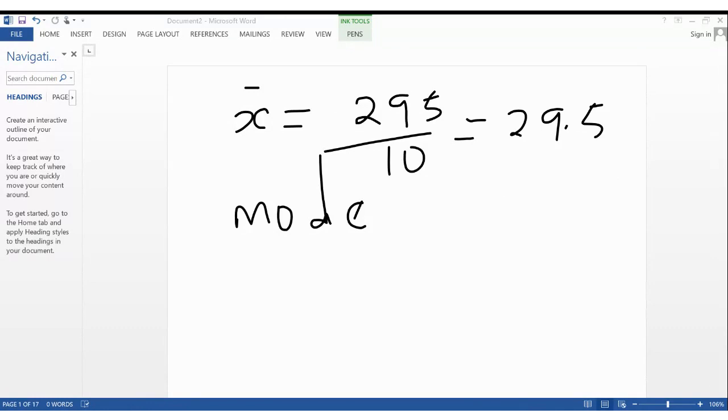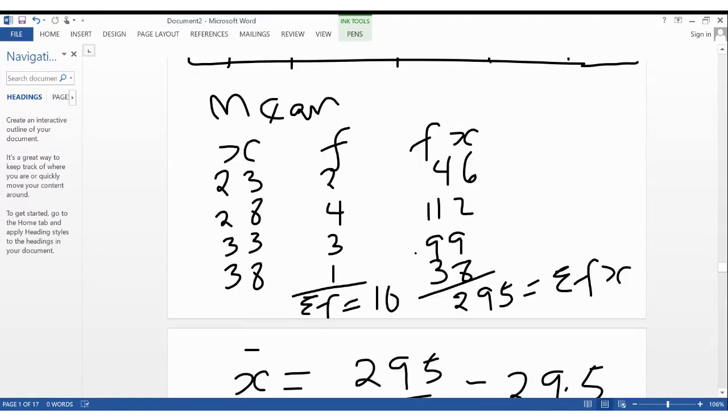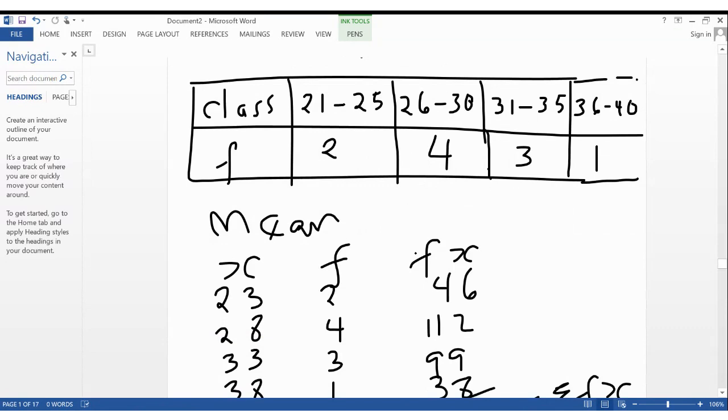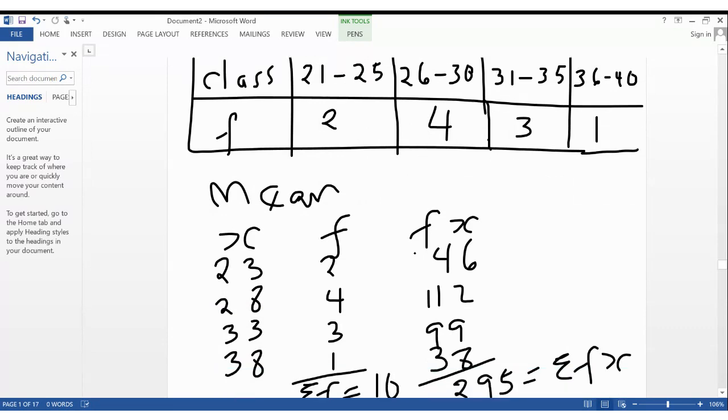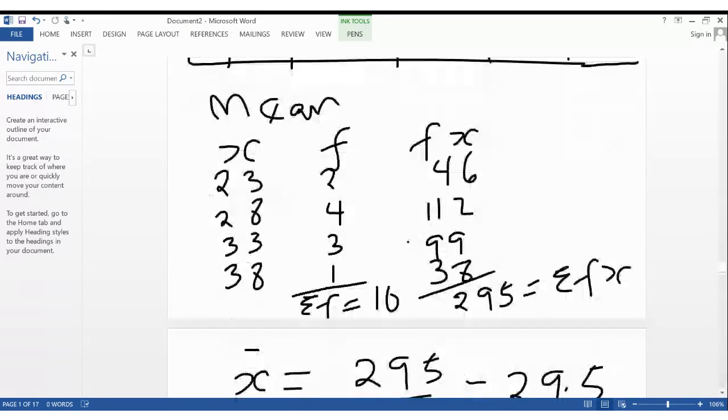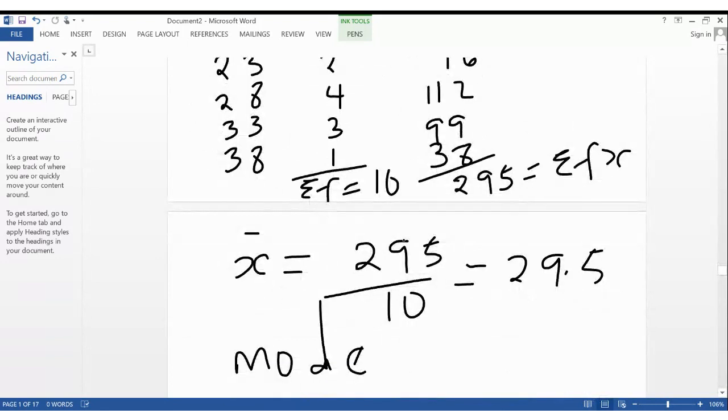So people, because of the recording, you have said the mean. Our x was given: you take 21 plus 25, divide by 2, you get 23; 26 plus 30, divide, you get 28; 33; 38. Then you multiply with the frequency, and after you sum those up you get 295. The summation of f was 10, so our mean was given by summation of fx divided by summation of f, which is 295 divided by 10, and we got 29.5.